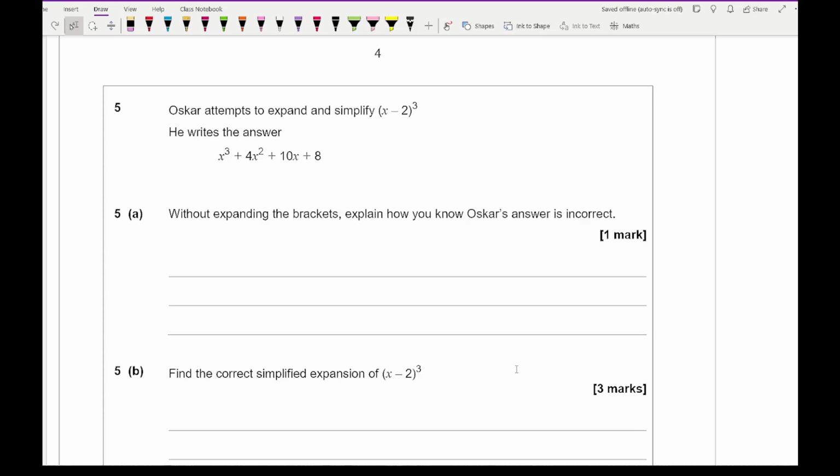Moving on to question 5, it says that Oscar attempts to expand and simplify x minus 2 cubed. He writes his answer as he does without expanding any brackets. Explain how you know Oscar's answer is incorrect. Well, the reason we know is because minus 2 cubed is minus 8, not positive 8.